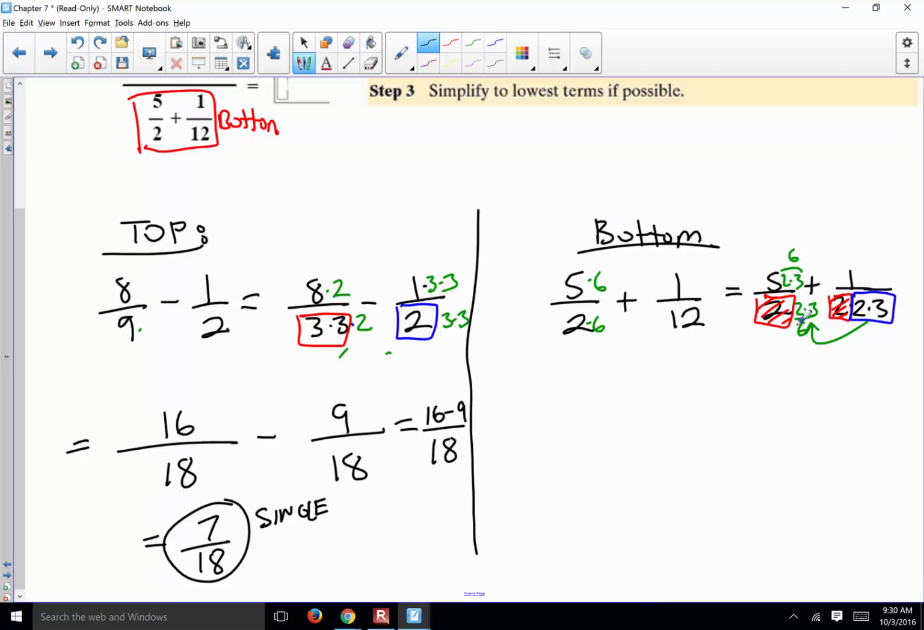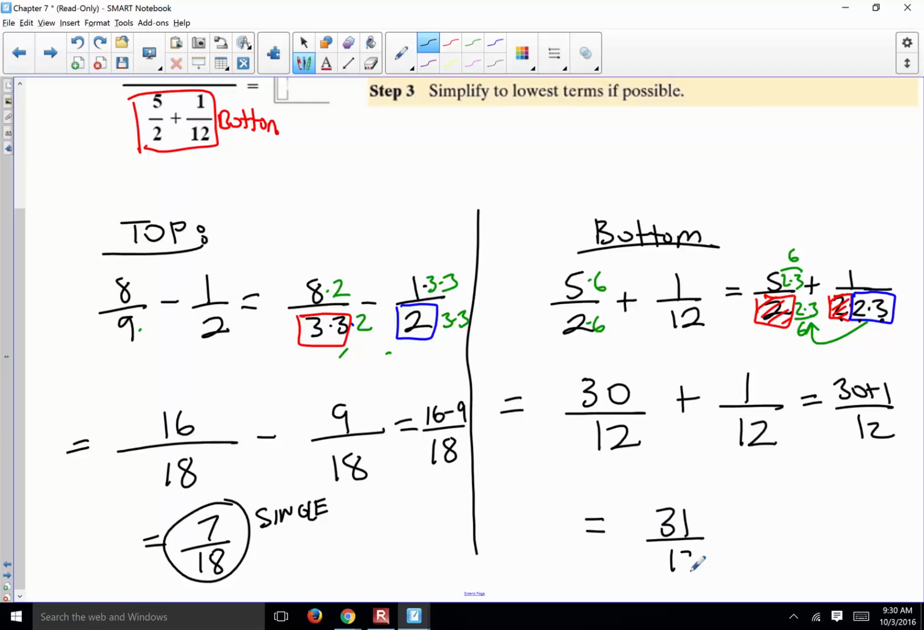But I'm just applying the same principles from Friday. Break, color the matching terms. Unmatching terms are going into the other denominators, okay? Both sides though. 5 times 6 is 30 over 12. This is 2 times 2 times 3 is 12. And this one is still 1 over 12. 2, 2, 3 is 12. And the total is 30 plus 1 over 12. That is 31 over 12.